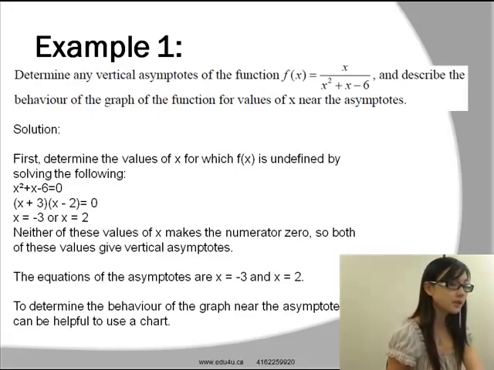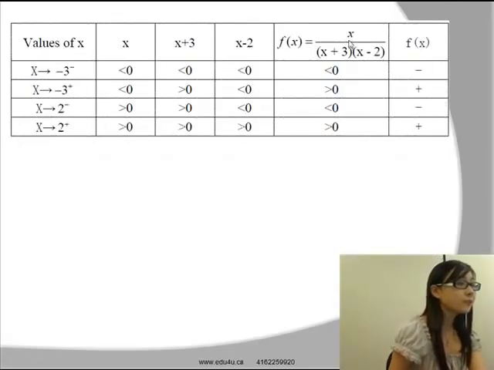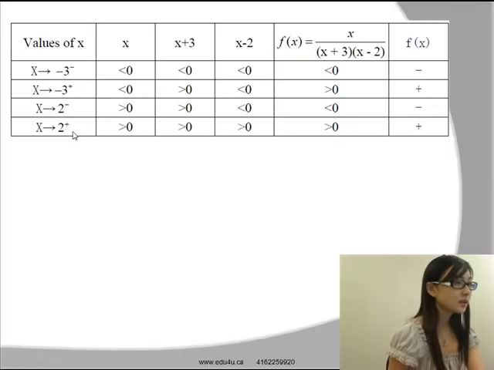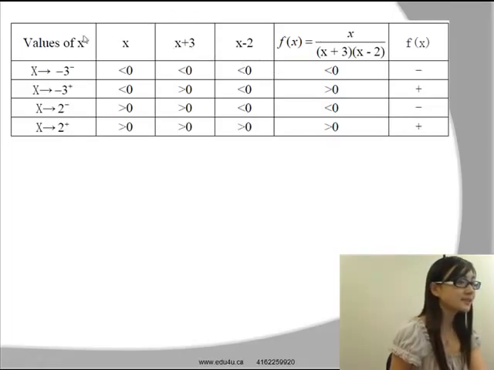In order to determine the behavior of the graph near the asymptotes, let's draw a chart. Now what we have to do is determine the intervals. As you can see, we have 4 intervals: x approaching negative 3 from the left side, x approaching negative 3 from the right side, x approaching 2 from the left side, and x approaching 2 from the right side. Now we have to determine the behavior of x plus 3 and x minus 2. So let's take the first one.